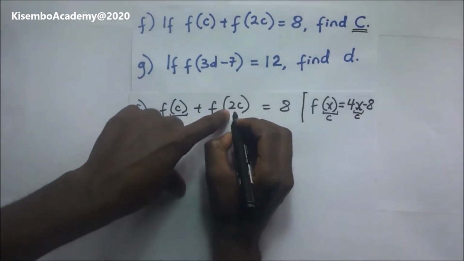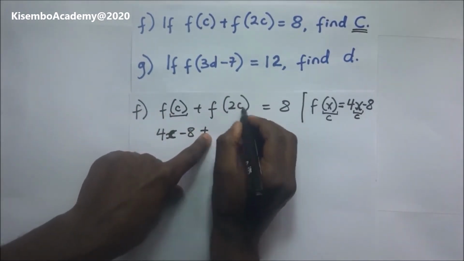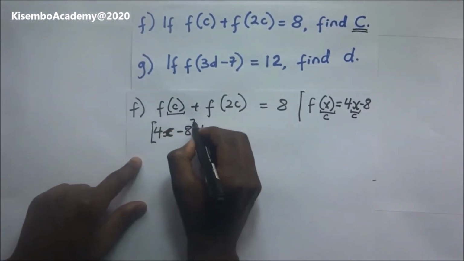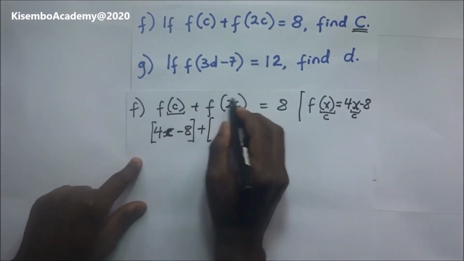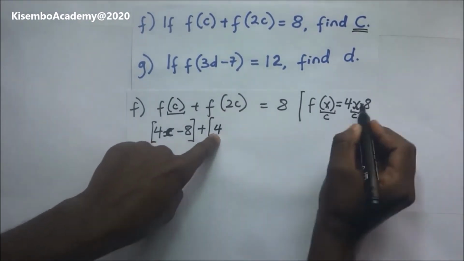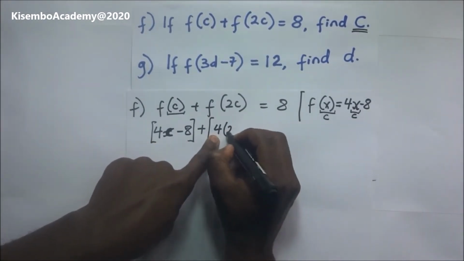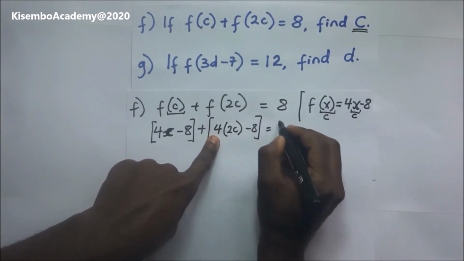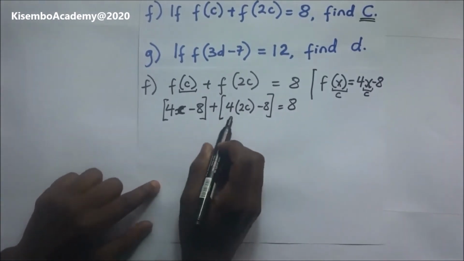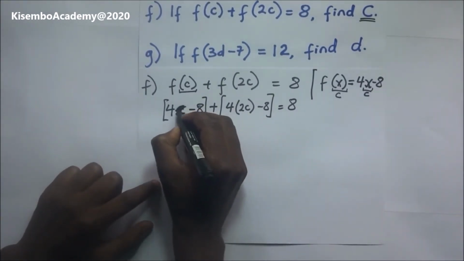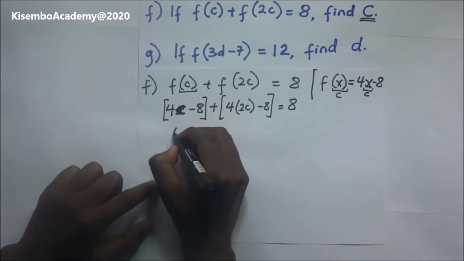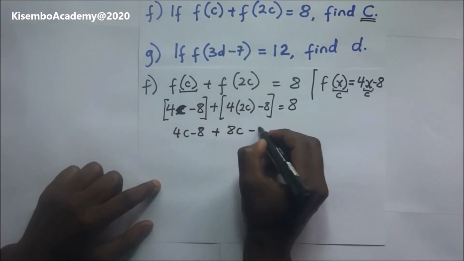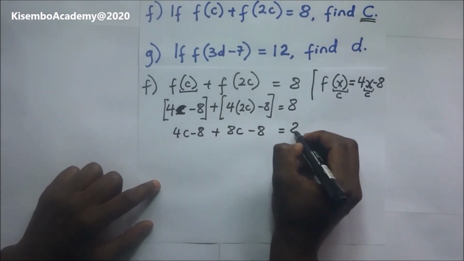plus, again, here this is f of x, our value of x is 2c, so in the place of x here we shall put 2c. This was an interpretation for f of c, plus, now this one is going to become 4 times x, our value of x is 2c, minus 8 is equal to 8. So we go ahead, simplify this expression and find the value of c. So this is going to become 4c minus 8 plus 8c minus 8 is going to give us 8.